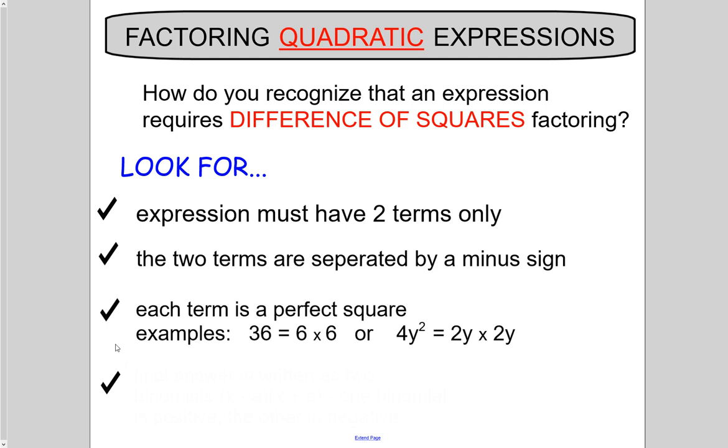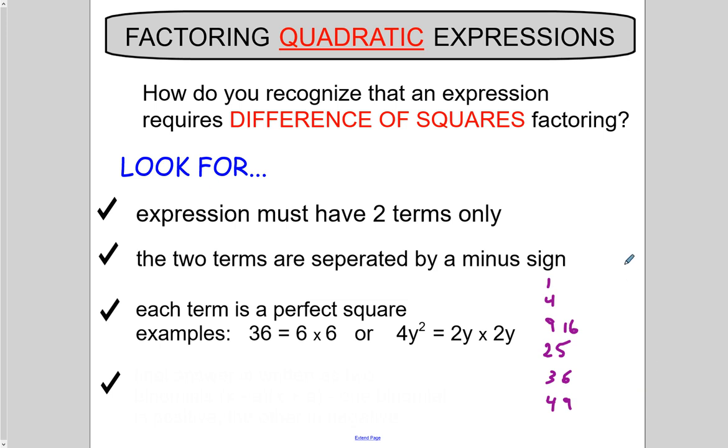Our third one is that each term is a perfect square, meaning we can take the square root of it and we won't end up with a weird decimal or something like that. We're going to end up with a whole number. So I'm going to give you some examples of that. Numbers that we might be looking for would be 1, 4, 9, 25, 36, 49, and on and on. So 1 squared, 2 squared, 3 squared. I forgot 16. 4 squared, 5 squared, 6 squared, 7 squared, and on and on.